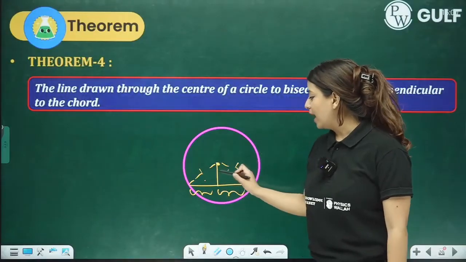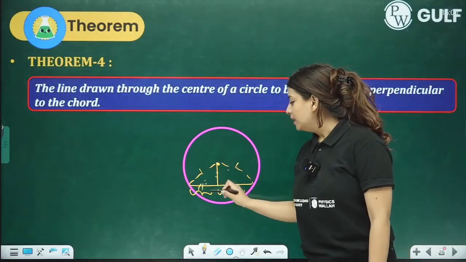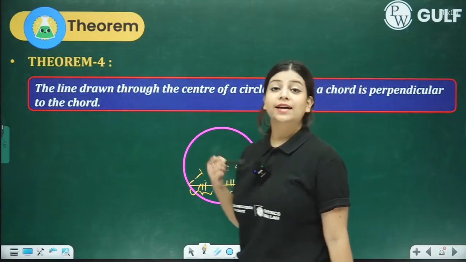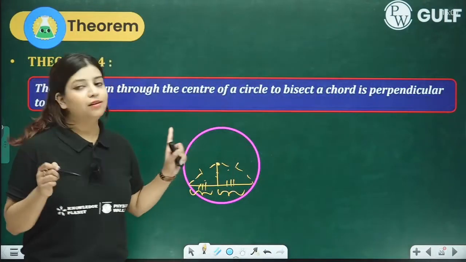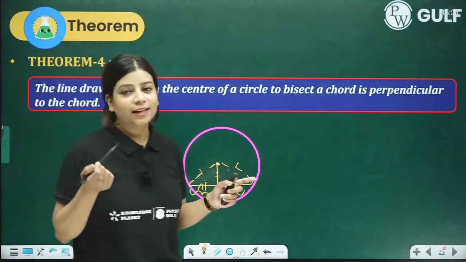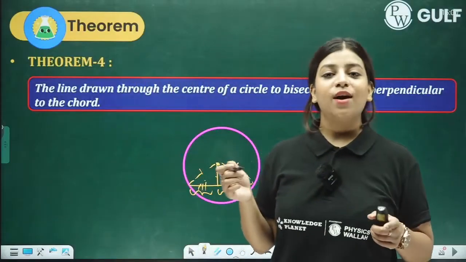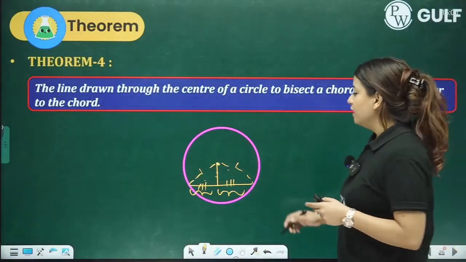Radii are equal to radii, the side is common, and this third side is equal to this third side, as already given in the theorem. So we can say that yes, these two triangles are congruent.